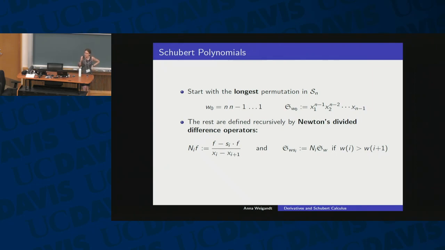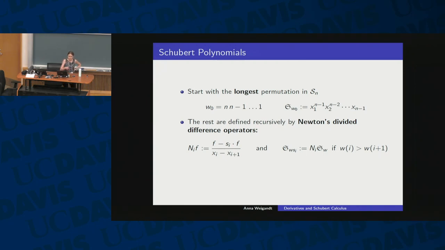And so we take these operators, and the rule is if w, our permutation, has a descent at position i, meaning w(i) is bigger than w(i+1), then we can get the Schubert polynomial for w s_i by applying this divided difference operator to the Schubert polynomial for w.